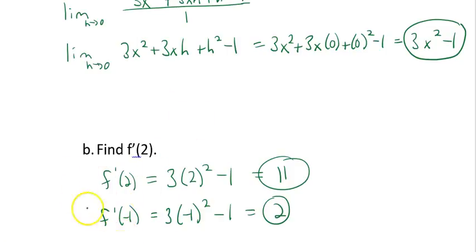So that concludes this part of our definition of derivative lesson.